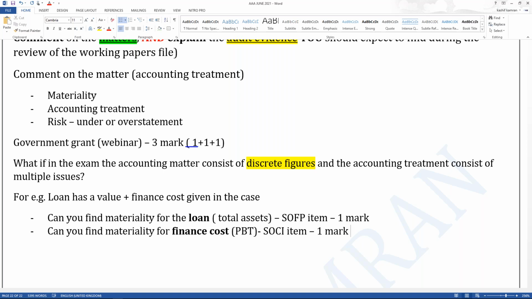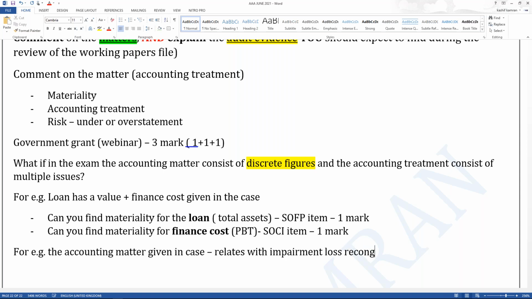Okay, take another example. For example, the accounting meta given in the case relates to impairment loss recognized. The question tells you that the impairment loss was recognized by management. So is that good? The management has recognized an impairment loss.